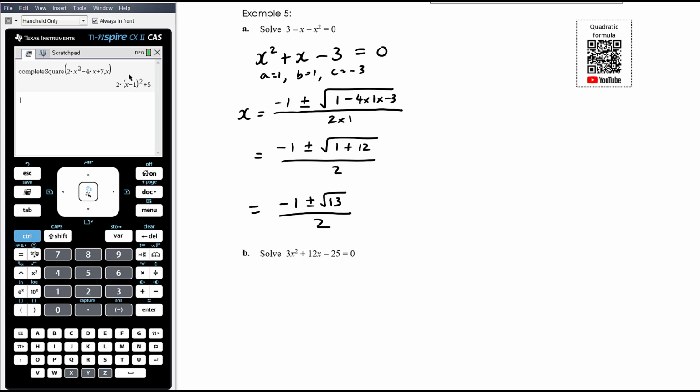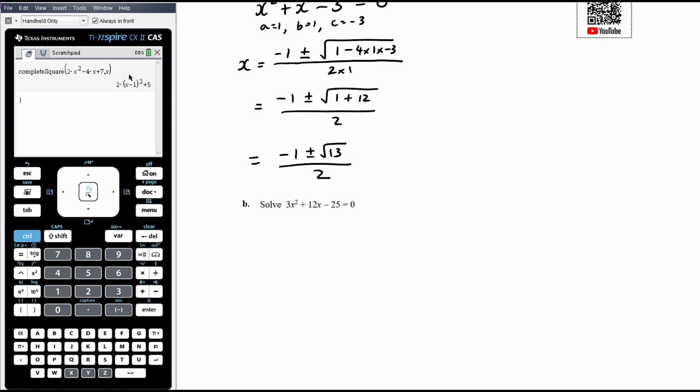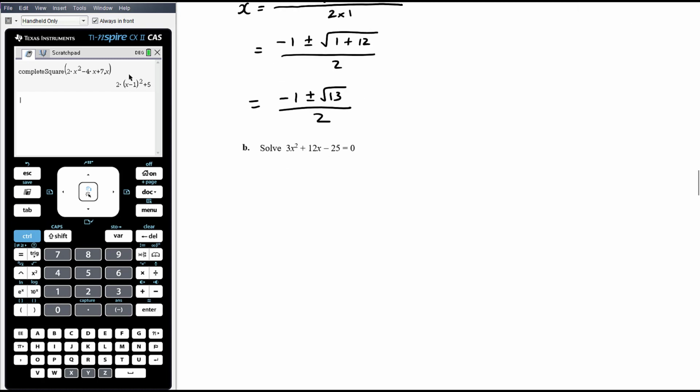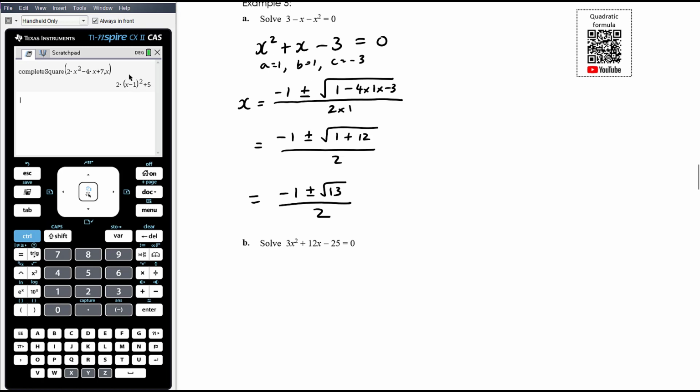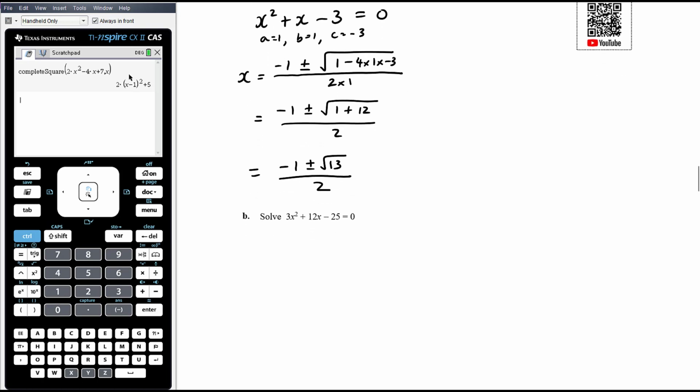You don't need to write them out as two separate solutions, x equals negative 1 plus root 13 on 2 and x equals negative 1 minus root 13 over 2. Obviously if you're labelling a graph you'd write them out separately, but otherwise it's fine to just leave the plus minus. Okay, now the other time you might use the quadratic formula is if the numbers are a bit ugly. So here the first thing I'm looking for is the numbers are all quite big.